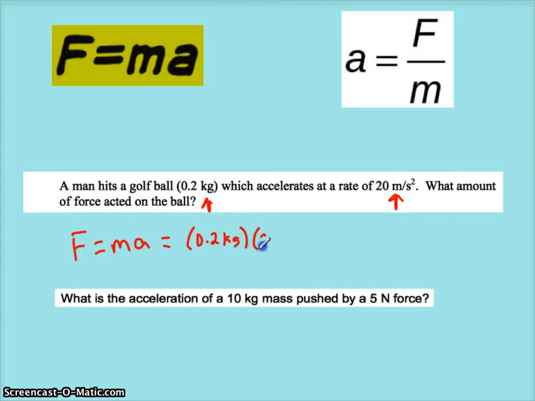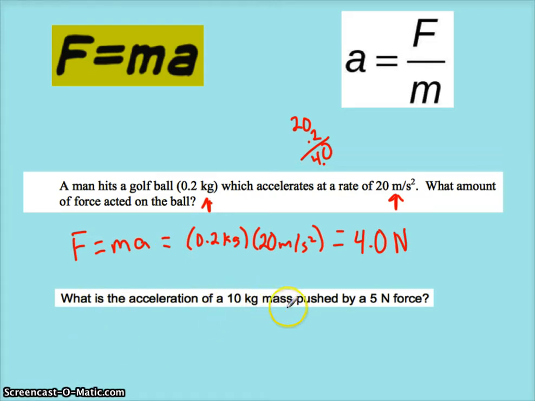And acceleration is 20 meters per second squared. So in this case, it is just a matter of multiplying 20 times 0.2, which I think I'll just do up here because it's not too much. 4.0. So you have 4.0 newtons. Don't forget, you get to use newtons here. Hey, that's a good thing.